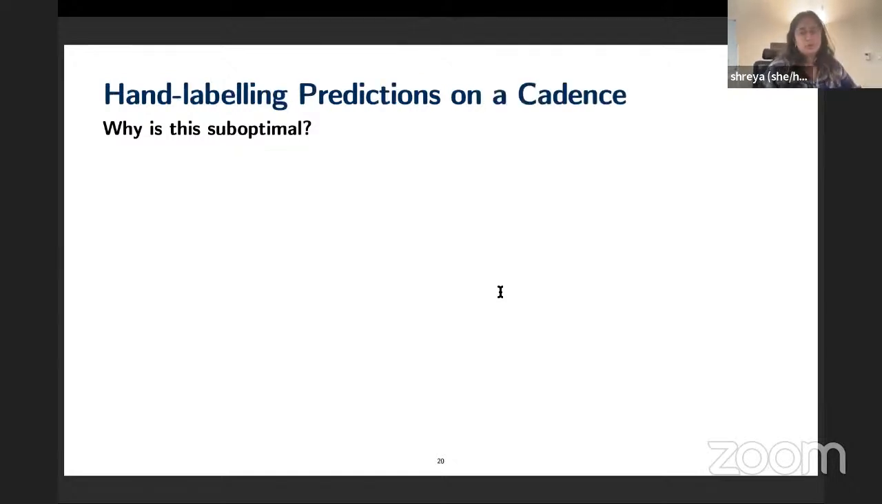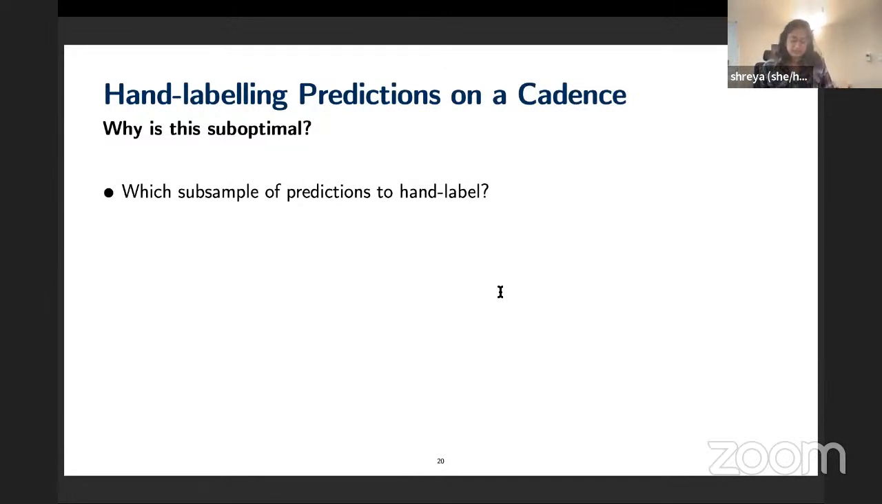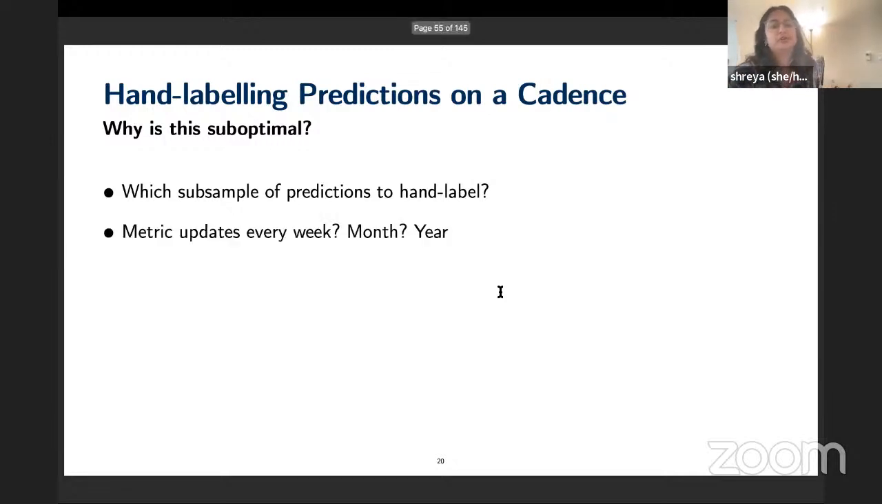You can hand label predictions on a cadence, which honestly is much better than not having any ground truth labels at all. But of course, it's still suboptimal because you make this choice of which subsample of predictions to hand label. In one of my papers, an interview study which many of you may have been interviewed for, it's almost like the subsample of predictions that is easiest to hand label is the one that gets labeled. But if it's not a true random sample of the live predictions being made, you might get a biased estimate of how well your model is doing.